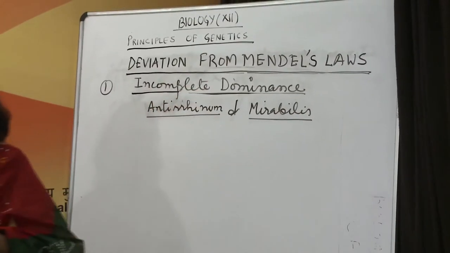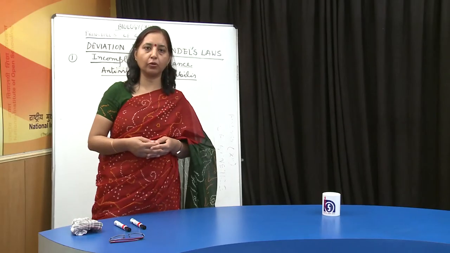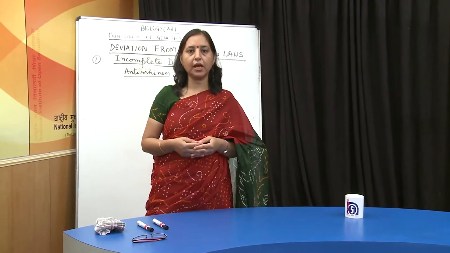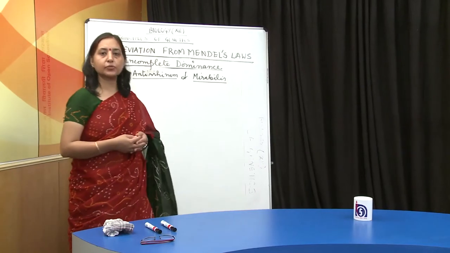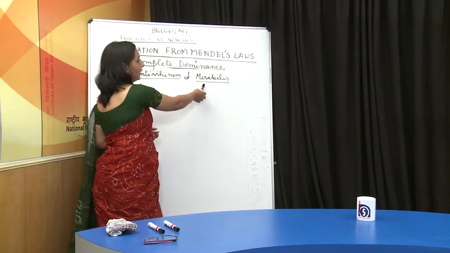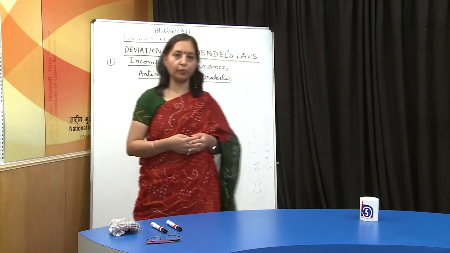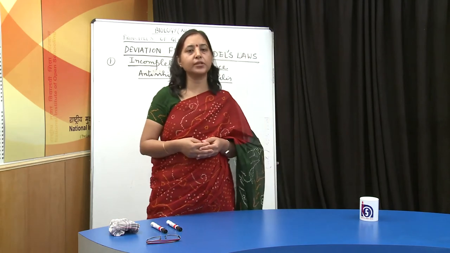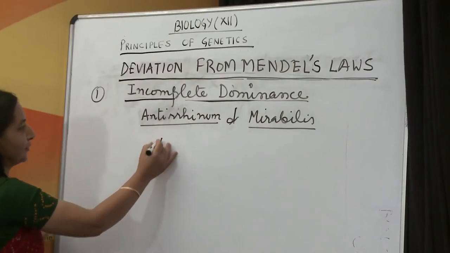Deviation from Mendel's laws, post-Mendelian work: there were quite a few scientists who found out that certain experiments showed deviation from Mendel's laws. And the first deviation is the law of incomplete dominance. This was observed in Antirrhinum and Mirabilis plants, that is snapdragon and four o'clock plant. As per the law of dominance, out of two traits, only one should appear in the first generation, which is said to be dominating. The other one is called recessive. But here, it was a little different.